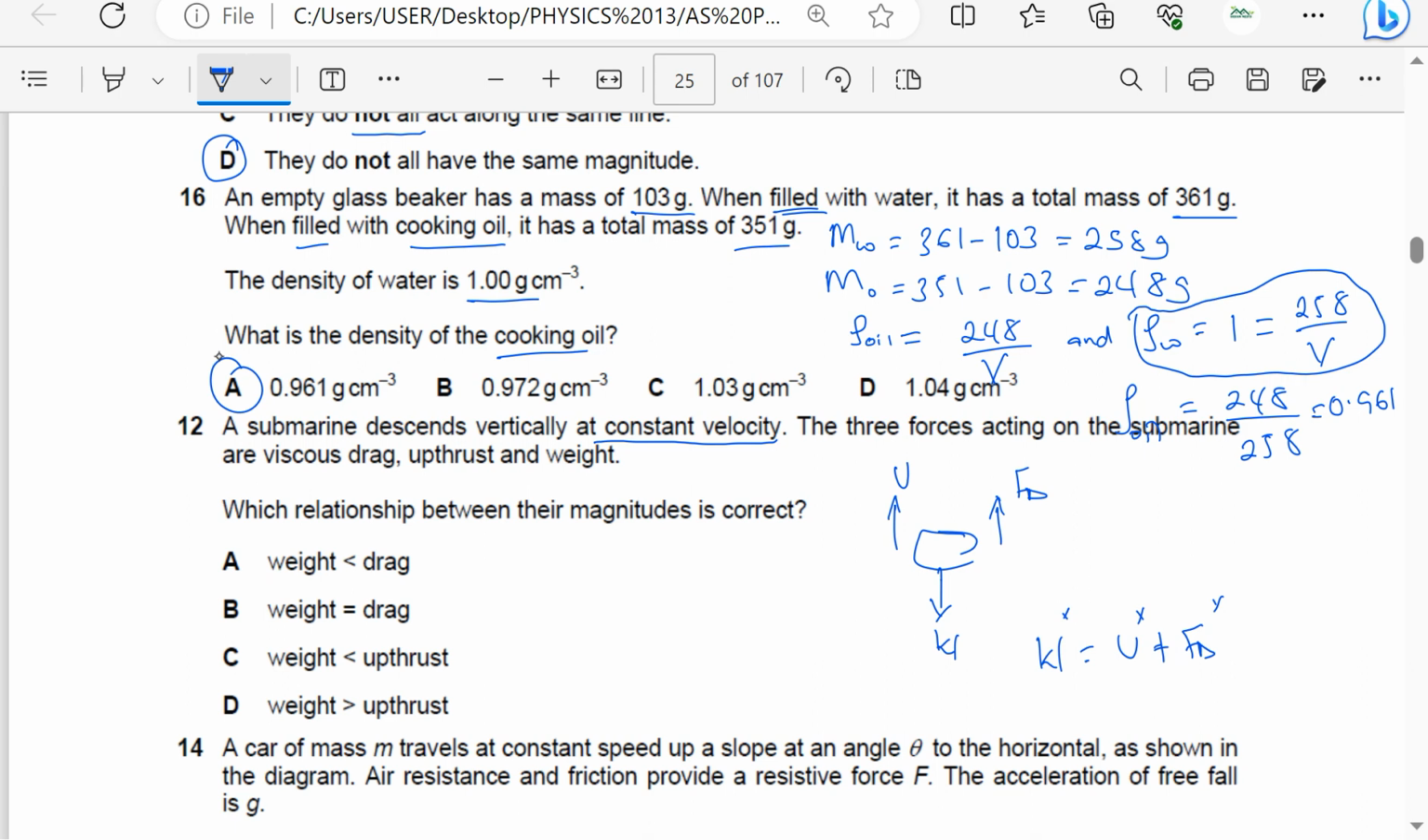So the question is, which relationship between their magnitudes is correct? So you see that for weight, we get the upthrust plus the drag force. So it means the weight is greater than the upthrust. So this one is wrong, this one is wrong. The weight is less than the drag, that is wrong. The weight is greater than the upthrust, so the answer is D. Because weight is upthrust plus the drag force. So the weight is greater than the upthrust, it is also greater than the drag force, because you sum the upthrust and the drag force to get the weight. So the answer is D.